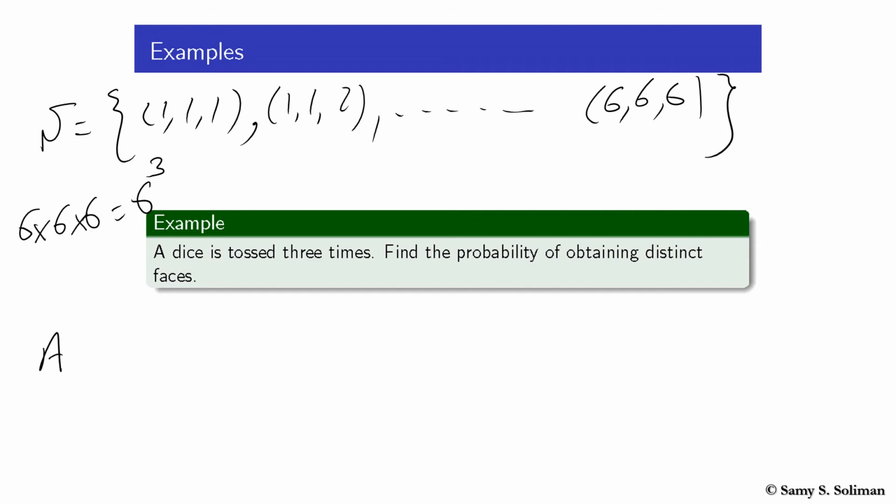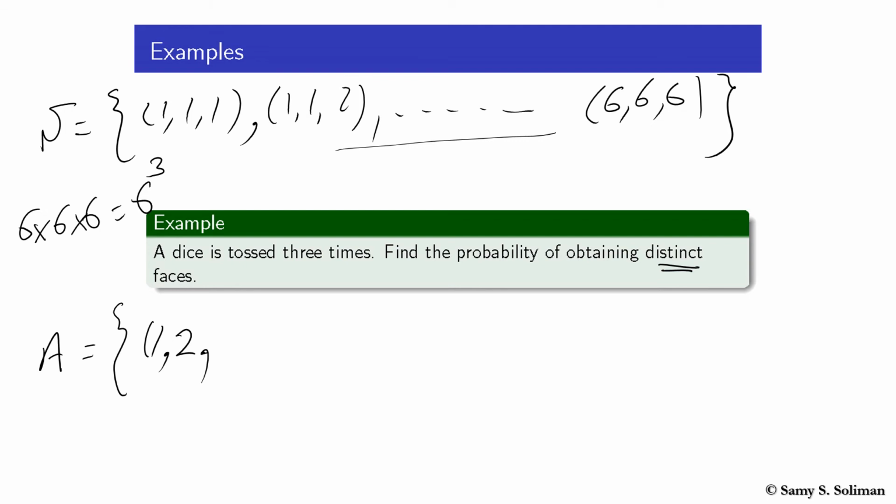So if we focus on the event of concern where we have distinct phases, distinct phases means the 3 outcomes of the 3 tosses are different from each other. So for example, if we select one of those outcomes and we get the first toss as 1, we cannot have 1 again here. So the second phase must be 2 or 3 or 5 or up till 6.